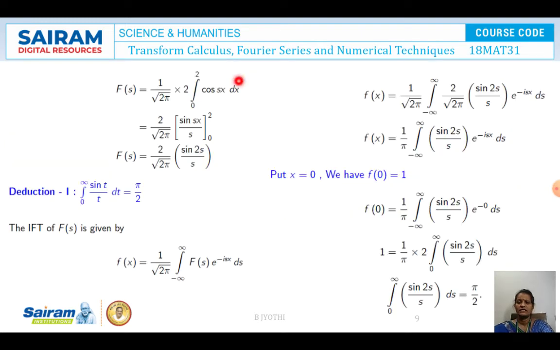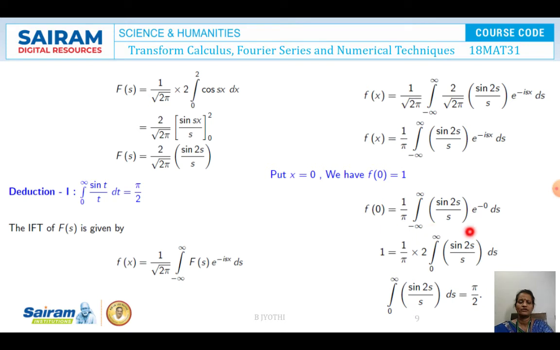So when we integrate cos sx, we get sin sx divided by s, from 0 to 2. Substitute the limits, and the deduction is integral of sin t by t dt equals pi by 2. So it is similar to the previous problem. We will consider the inverse Fourier transform, substitute f of s here and put x as 0, and f of 0 is equal to 1.